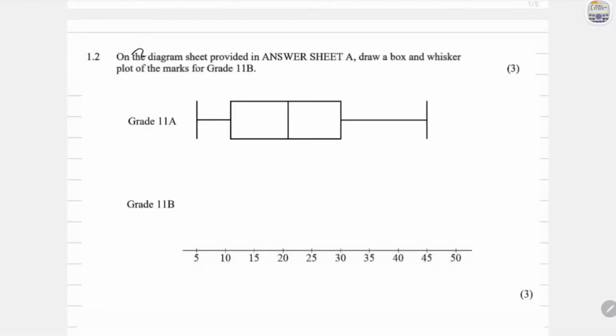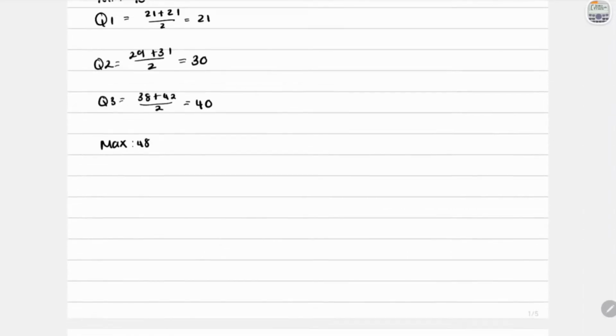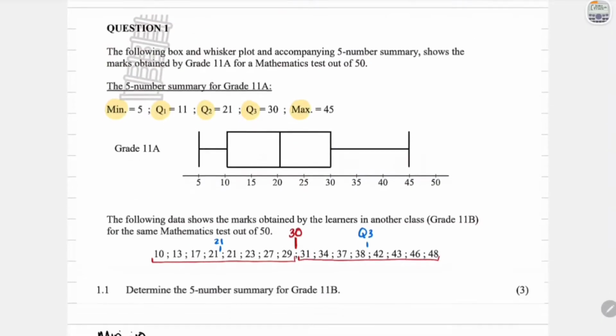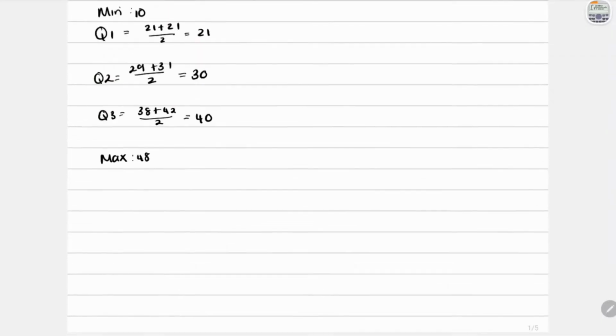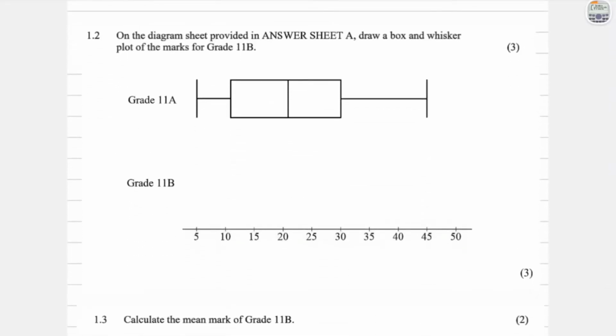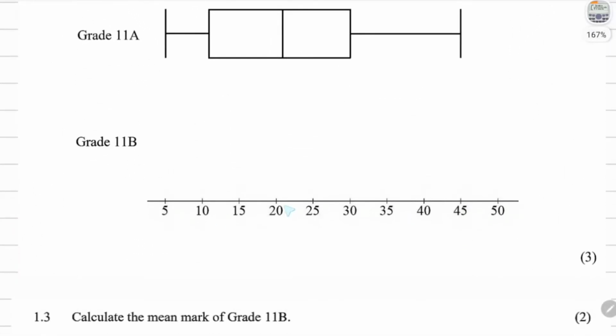The next question 1.2 says, on the diagram sheet provided in answer sheet A, draw a box and whisker plot for the marks for grade 11B. Okay, so we're drawing a box and whisker for grade 11B, because grade 11A was already completed. So we have our data. Our minimum is 10, so that's where we put our whisker. So 10, right? Just right there.